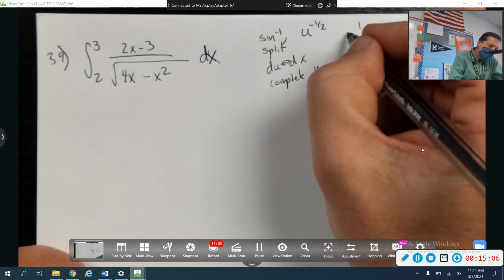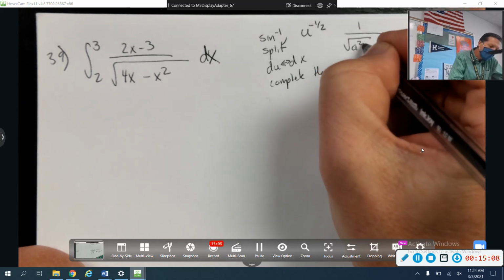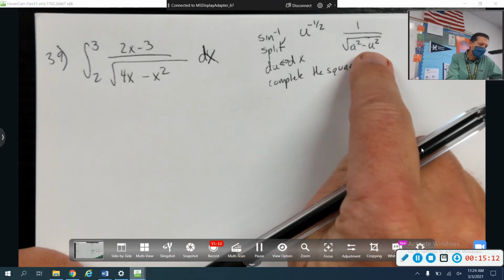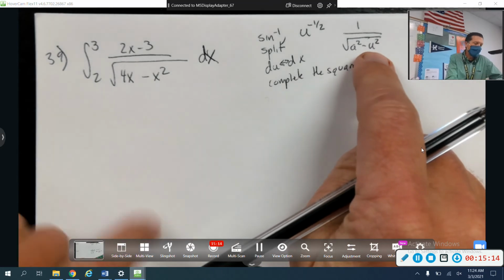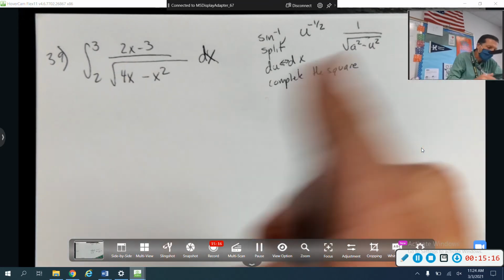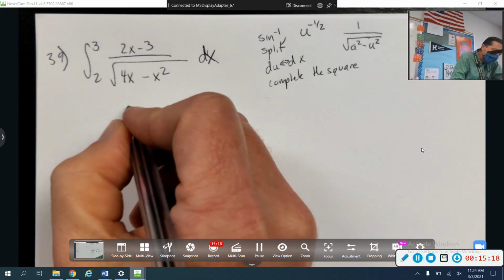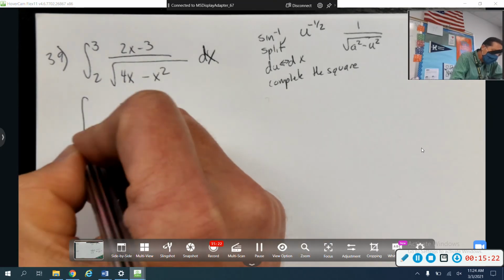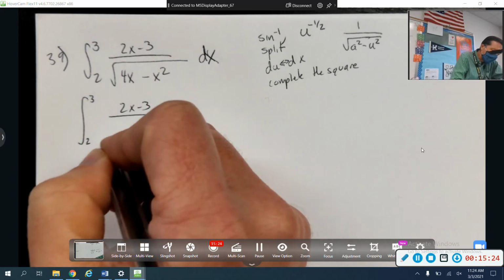Inverse sine looks like square root of a squared minus u squared. So maybe we aim first for that, see what happens, and then we'll figure out exactly how we need to split this thing up. So I've got some algebra ahead of me here.